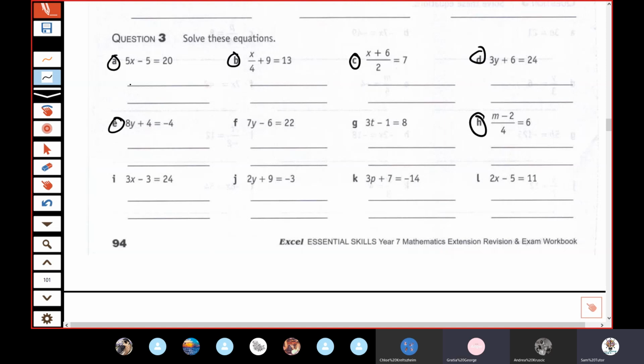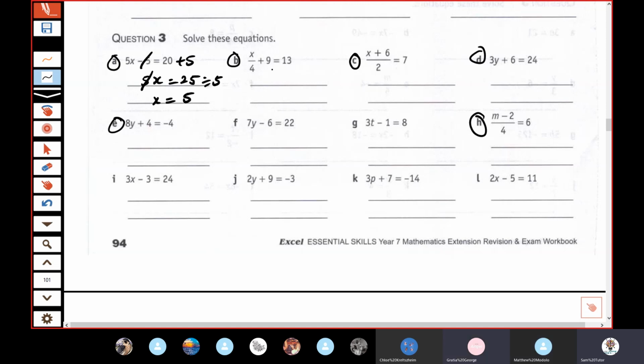Let's try the next few. Matthew, tell me with question 3a, what do you do first? Make the -5 into a positive and then move it over to the 20, and 25 divided by 5 gives you 5x equals 5. X equals 5. Good work.